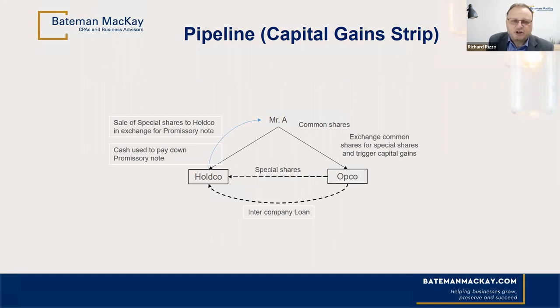So when we redeem the special shares, now Opco owes Holdco $1 million, but Holdco owes Opco. So essentially they each owe $1 million to each other. So essentially we just offset those intercorporate loans and they just become two standalone companies. Okay. So that's, again, a pretty complex transaction. Again, that's very high level. Like I mentioned, there are steps you have to follow, and those steps are very important.